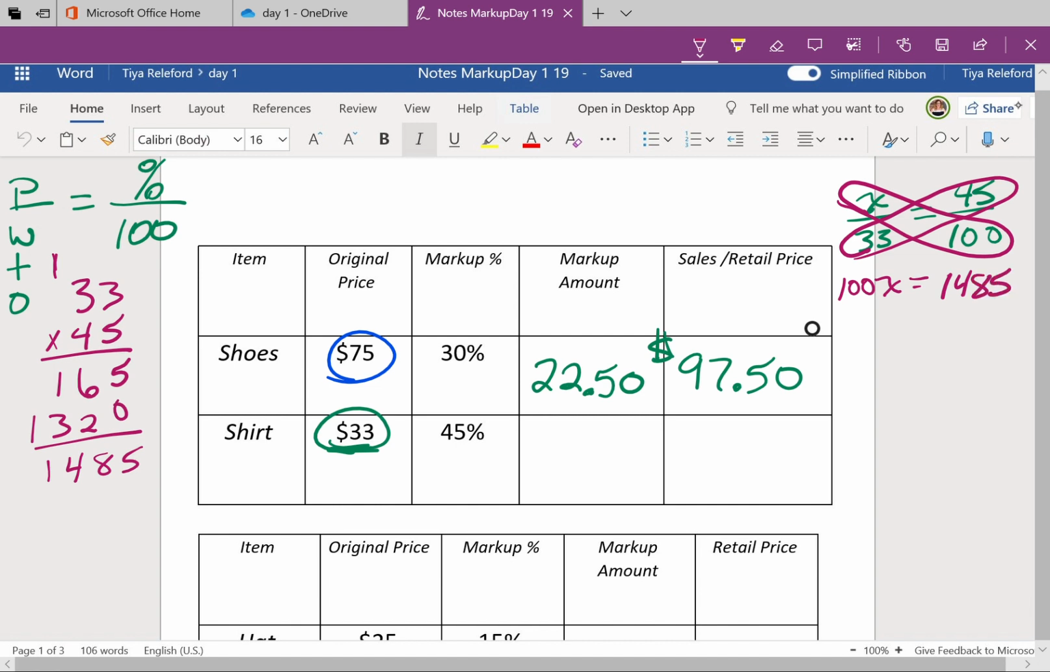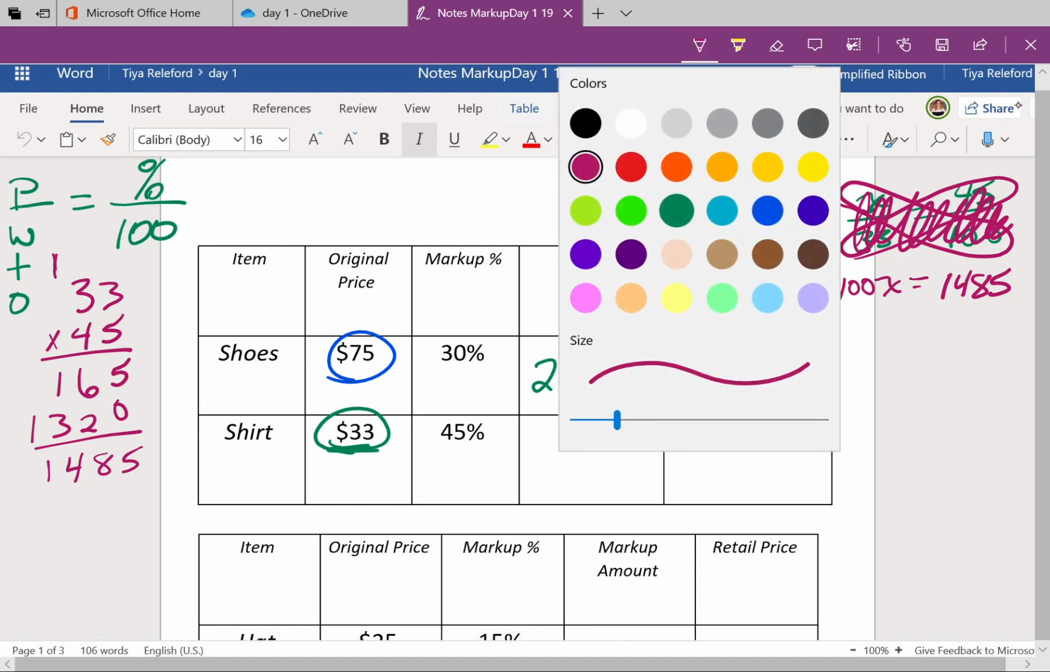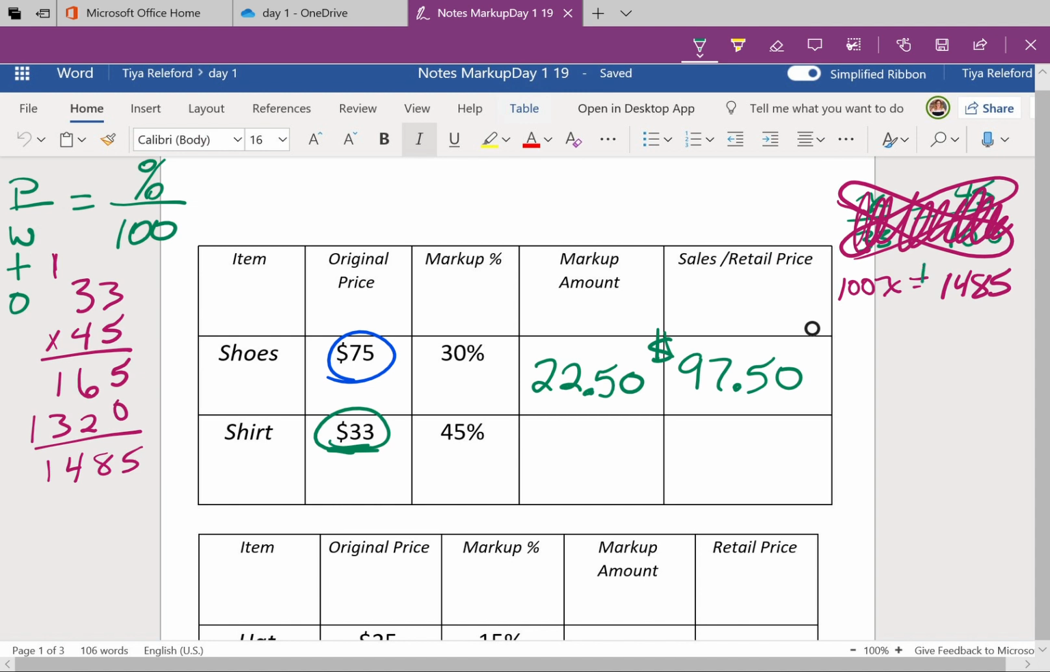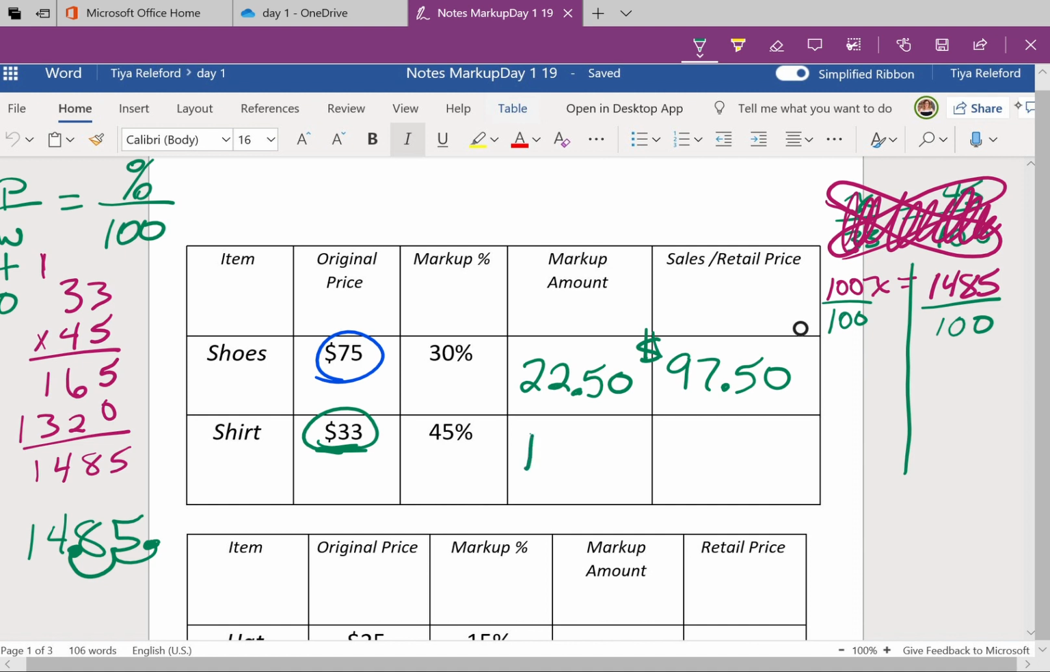Once you have your equation, you are done with your proportion. Now don't scribble yours out. I still need to see it. But the point is you're not going to use it anymore. Now you're just solving this equation. So you're going to divide each side by 100, which is the same as moving the decimal 2 times. 1, 2. Which means your markup is $14.85.